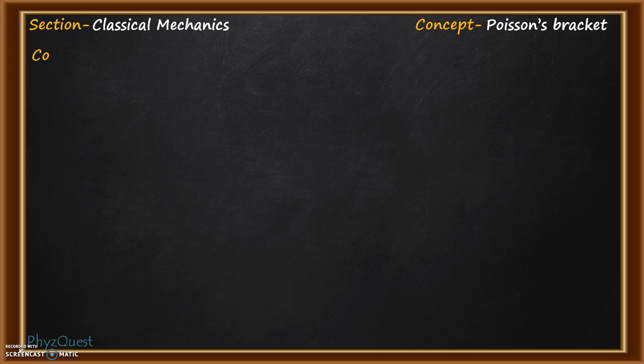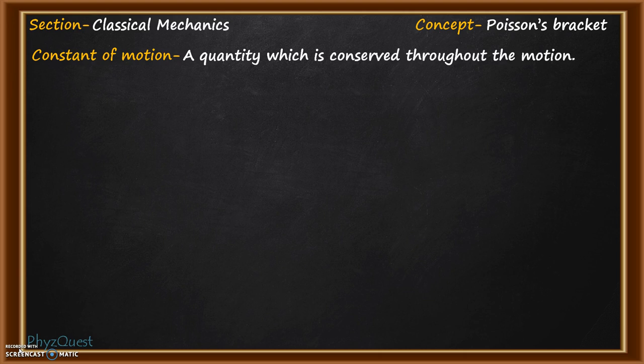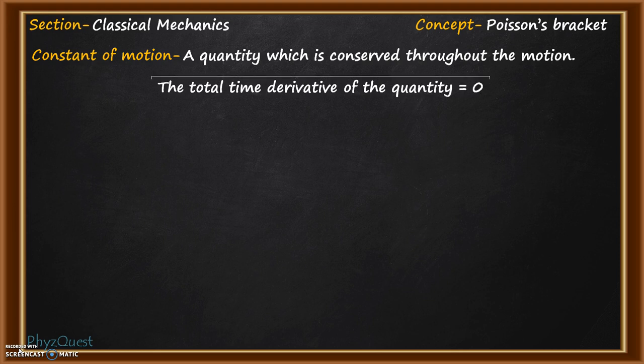So first of all, what is a constant of motion? The constant of motion is a quantity which is conserved throughout the motion. Now this is a literal statement, but mathematically how do you identify that a certain quantity is a constant of motion? The best way is that the total time derivative of that quantity is equal to 0. That is the correct way to find out whether a quantity is a constant of motion or not.